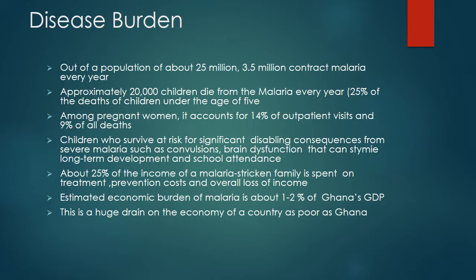Children who survive are at risk for significant disabling consequences from severe malaria, such as convulsions and brain dysfunction that can stymie long-term development and school attendance. About 25% of the income of a malaria-stricken family is spent on treatment, prevention costs, and overall loss of income. The estimated economic burden of malaria is about 1 to 2% of Ghana's GDP. Now, this constitutes a huge drain on a poor country such as Ghana.